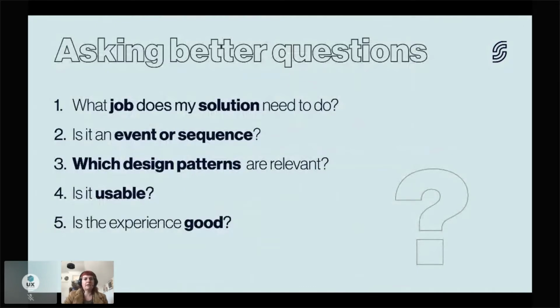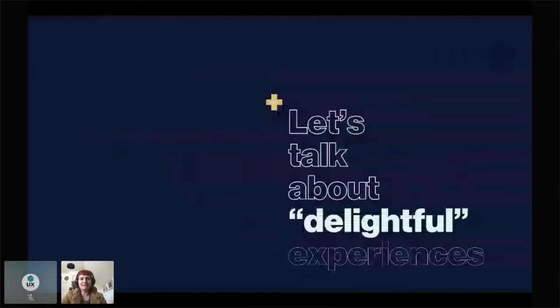It's waiting for something, but the spinner is a sequence. So showing it as a sequence would be helpful. Then which of the design patterns are relevant? And at that point, you can decide whether it's usable, and you should also probably test it. And then when you have verifiable evidence, you can decide whether the experience is good or not. So that's the first heuristic that I wanted to look at today, or the design mantra, whatever you prefer.